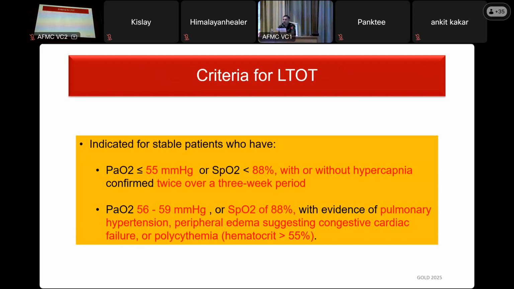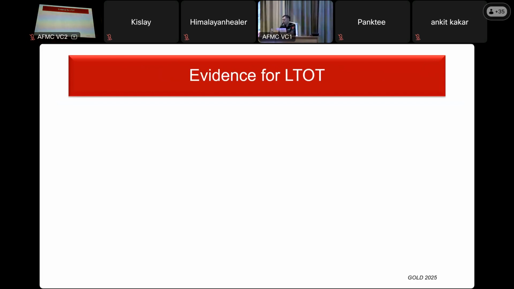Next. What is the evidence for LTOT, Dipankar? What are the cornerstone trials that have proven that LTOT has a mortality benefit?